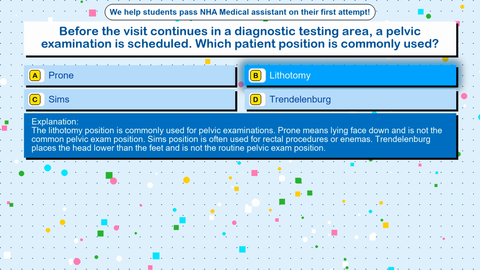The lithotomy position is commonly used for pelvic examinations. Prone means lying face down and is not the common pelvic exam position. Sims position is often used for rectal procedures or enemas. Trendelenburg places the head lower than the feet and is not the routine pelvic exam position.